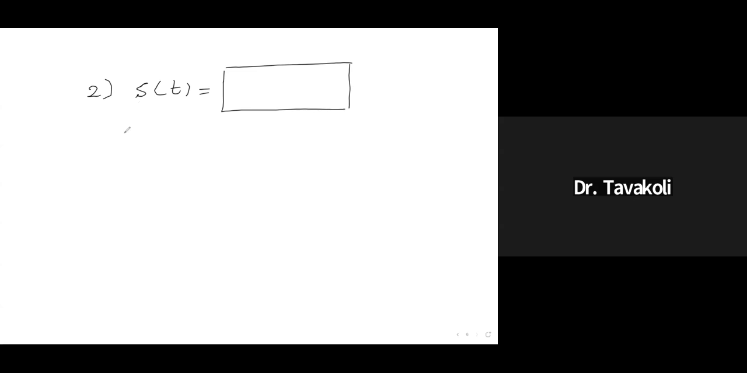So s of t is the integral of v of t, which is the integral of e to the t plus 1. We already found v of t in the previous part of this example. The antiderivative of e to the t is e to the t. The antiderivative of 1 is t. And since it's an indefinite integral, plus c.